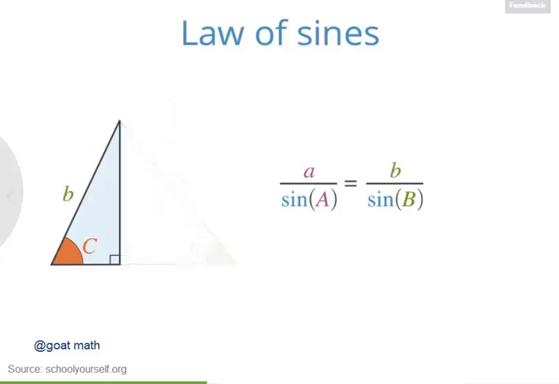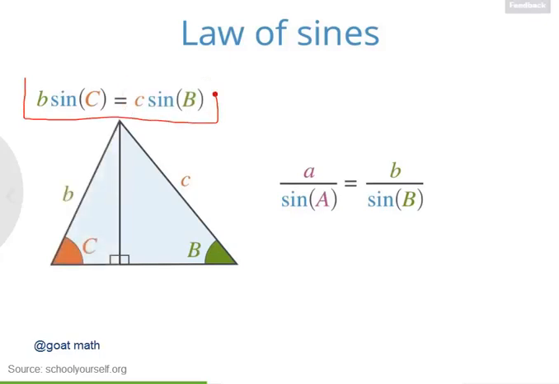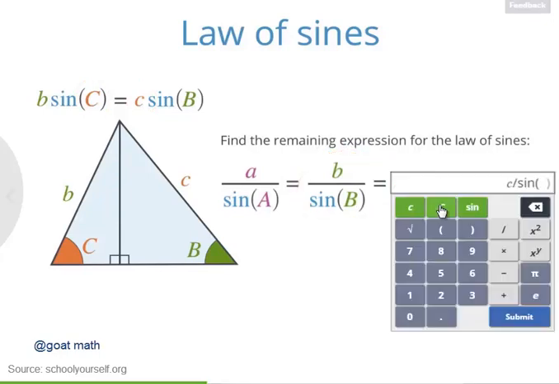Looking at the right triangle on the left, we can see that its height is opposite from angle C, and the hypotenuse is b, so the height is b times the sine of angle C. And looking at the triangle on the right, it has the same height, and its length is c times the sine of angle B. So b times the sine of angle C equals c times the sine of angle B. If you rearrange this equation, you should be able to find another expression in terms of side c and angle C that equals this expression over here.